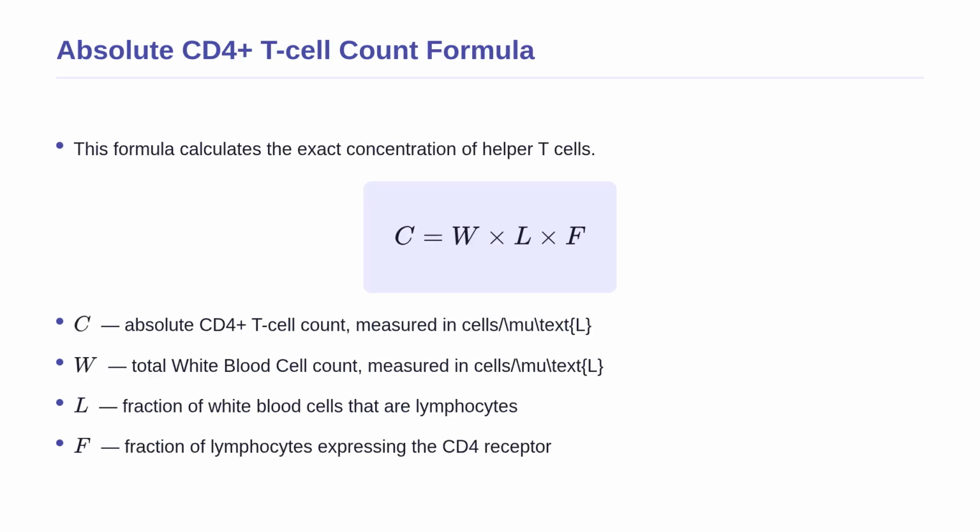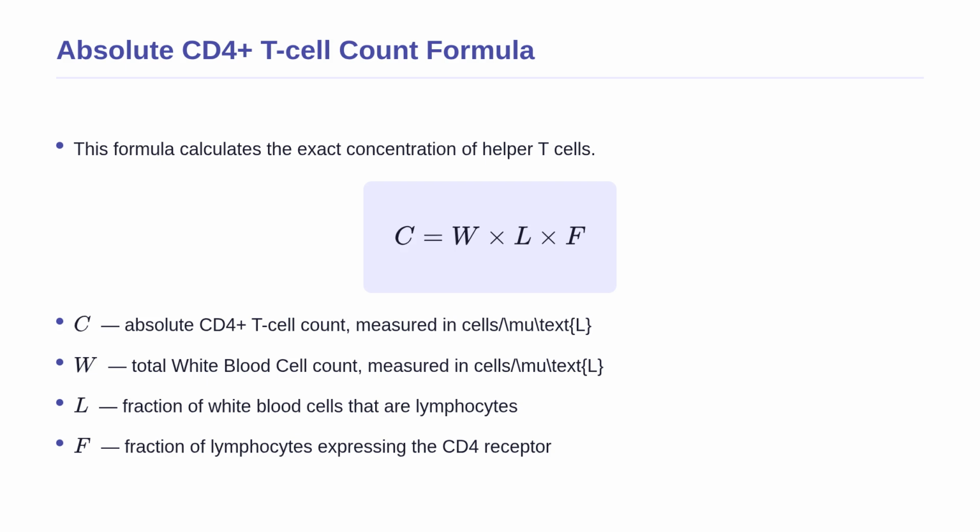This brings us to the mathematical formula used to calculate that exact concentration of helper T cells. The formula is C = W × L × F. Conceptually, this formula calculates a percentage of a percentage. It takes the total number of immune cells, narrows it down to just the lymphocytes, and then narrows it down further to just the CD4 positive T cells. Let us break down the symbols. C is the absolute CD4 positive T cell count, measured in cells per microliter of blood.